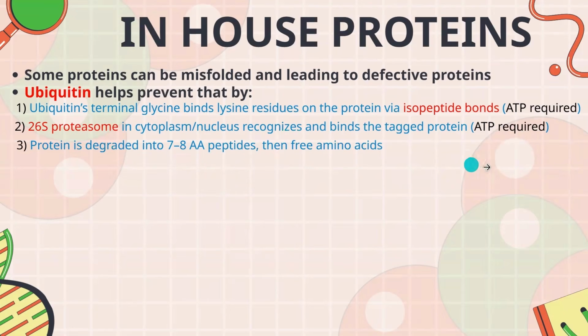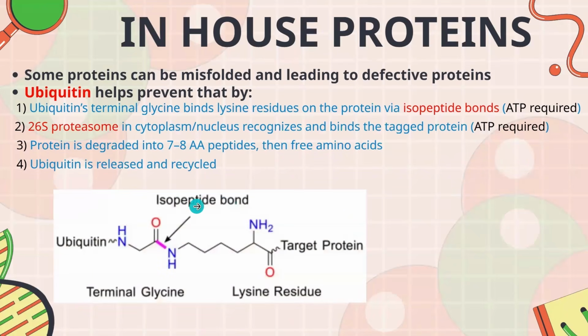And we don't degrade it fully because eventually we're going to break it down even more, through the steps of transamination and all of that. And then finally, ubiquitin is released and recycled. So yeah, that's about it. Here, I just want to show you that ubiquitin with the terminal glycine will form the isopeptide bond.